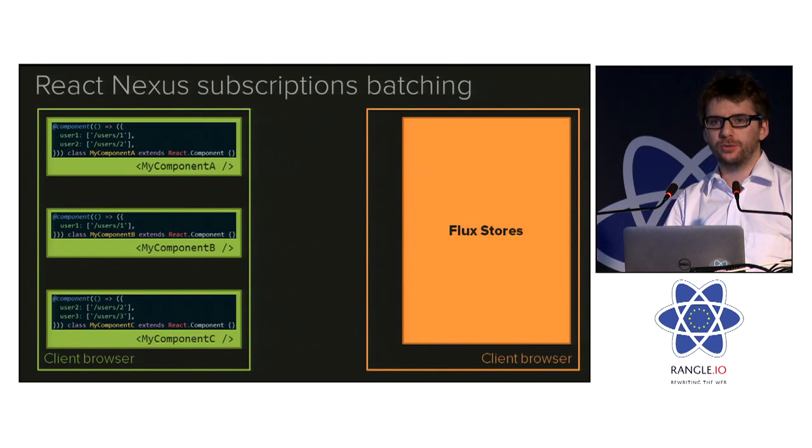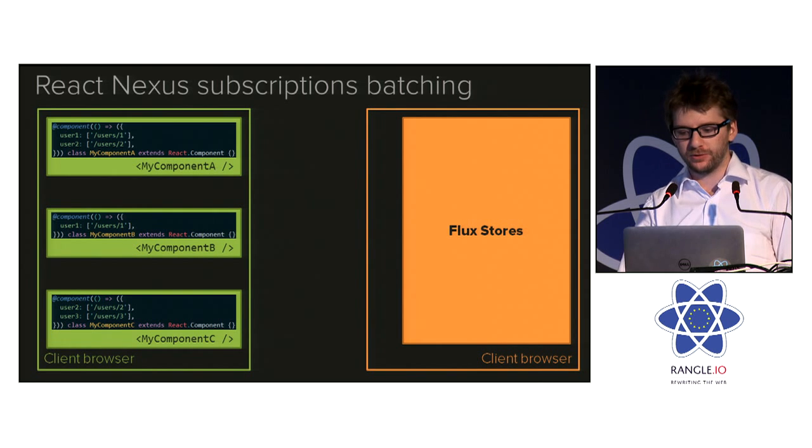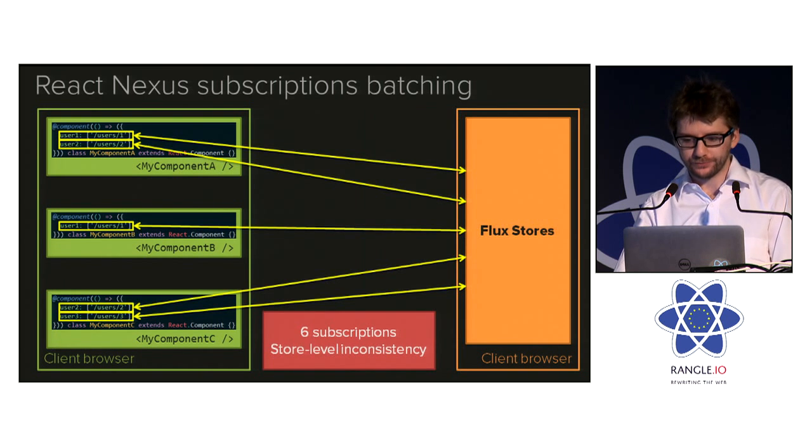As I've just mentioned, React Nexus supports subscription batching. To illustrate what this represents, let's examine this example setup where three components subscribe to some remote stores. The first component, MyComponentA, subscribes to two stores, /user/1 and /user/2. The second component, MyComponentB, subscribes to a single store, /user/1. And the third component, MyComponentC, subscribes to two stores, /user/2 and /user/3. So let's see what happens over the wire.